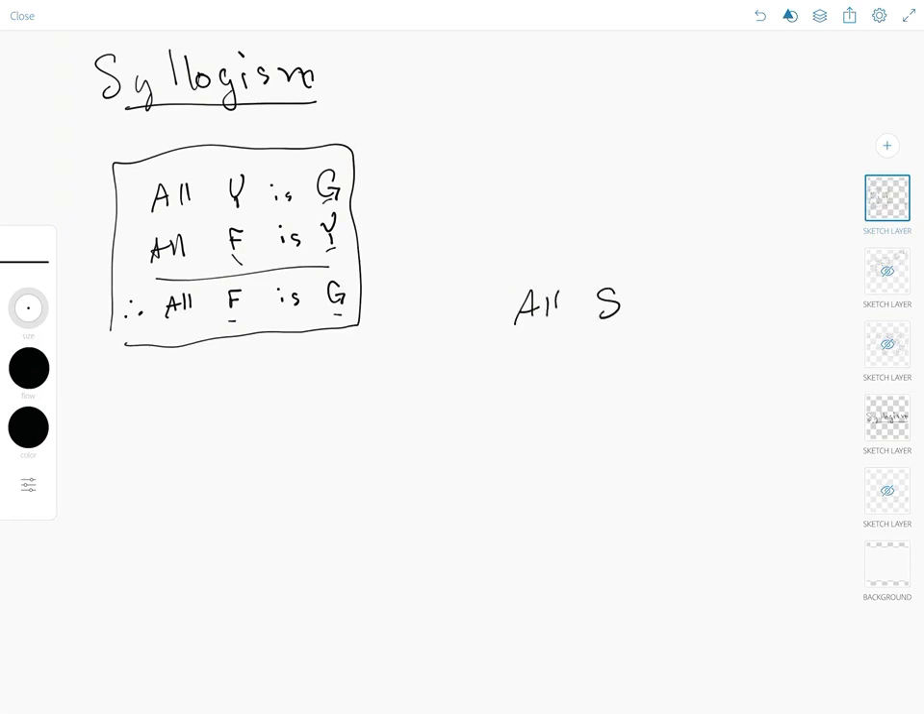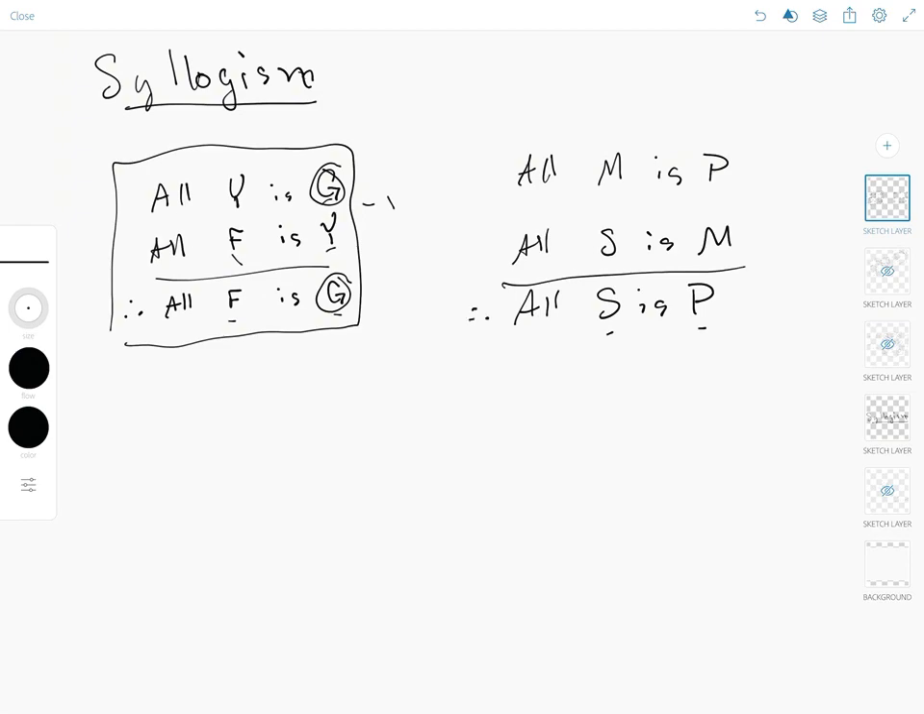So we'll write all S is P for the conclusion. So we have a subject and a predicate of the conclusion. Now for the two premises, we will write all M, which stands for the middle term, is P. So notice P appears here, P, and all S is M. So there's our argument form, but now we're just using variables for the three different categories, okay?